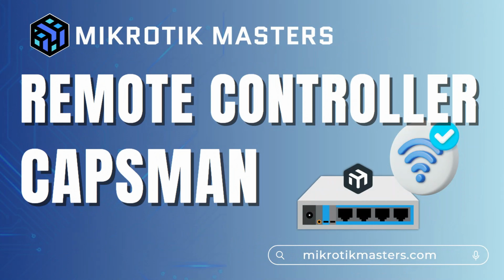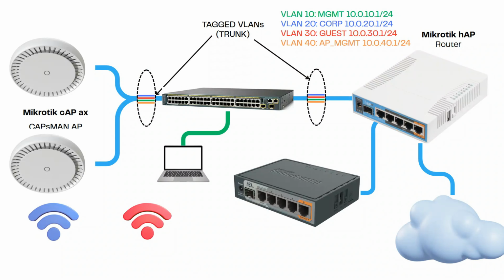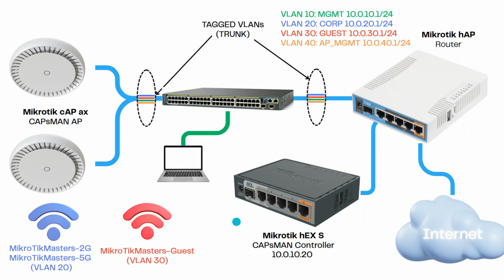Hey, so CAPsMAN, but unlike the other videos on CAPsMAN, we're actually going to be running the CAPsMAN server on a separate MikroTik to our router. Previously I've done this where I've got everything, router and the CAPsMAN controller, on a single device. Now I separated that out, so I'm using my hex as my CAPsMAN controller only, and I've got a HAP which I've introduced as my router. So this has the connection to my internet connection.